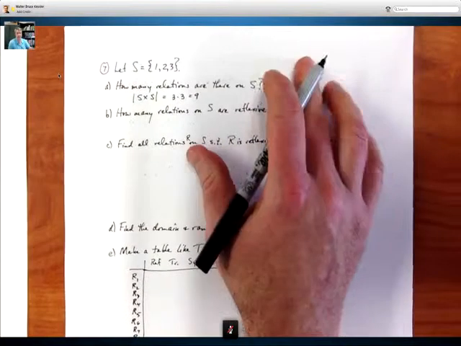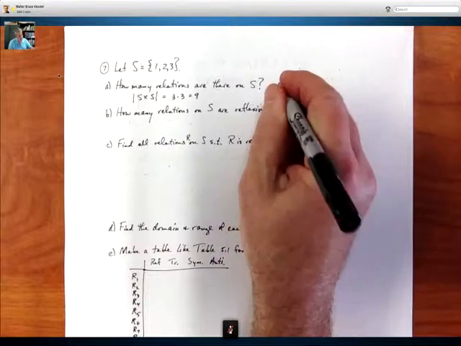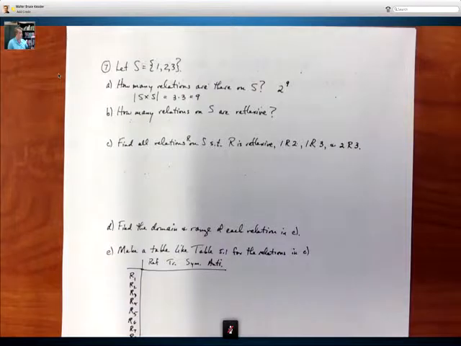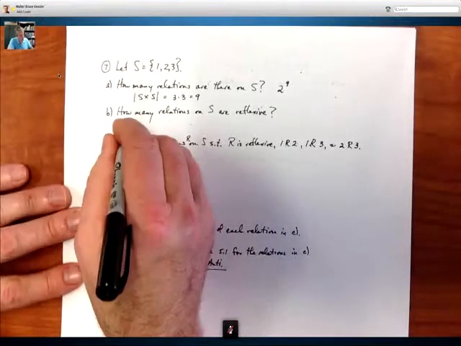So how many relations are there? Well, each one of those things I just mentioned can either be in the relation or not. So the answer is 2 to the 9th power. 2 times 2 times 2 times 2, 9 times. And that's the fundamental counting principle, which we'll get into a little tougher after our exam, or after we finish with our material here. Okay, the B part says how many relations are reflexive?